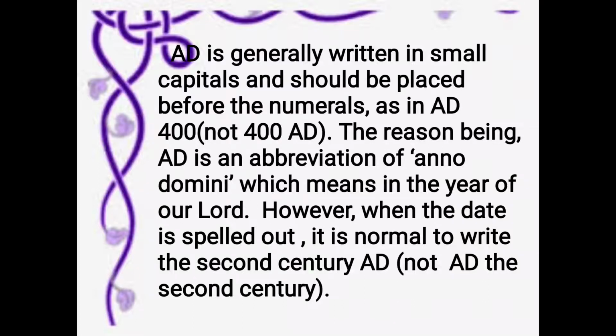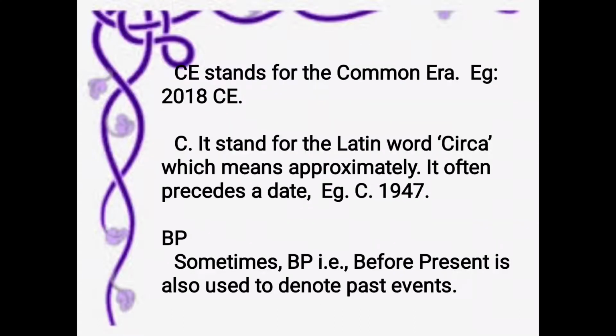AD is generally written in small capitals and should be placed before the numerals, as in AD 400, not 400 AD. The reason being, AD is an abbreviation of Anno Domini, which means in the year of our Lord. However, when the date is spelled out, it is normal to write the 2nd century AD, not AD the 2nd century. Now CE. CE stands for Common Era.